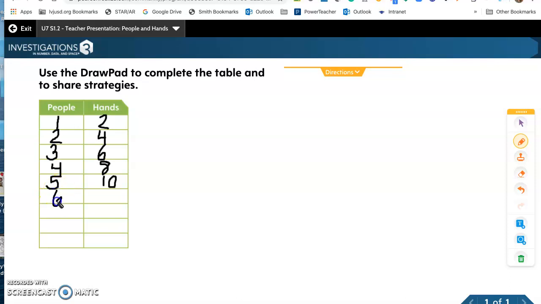How about 6 people? Add 2 more. 6 people would have 12 hands. Okay. This is another strategy that you can use when you're trying to count in groups.